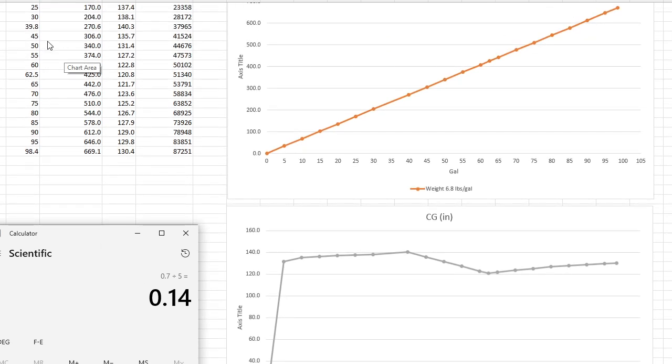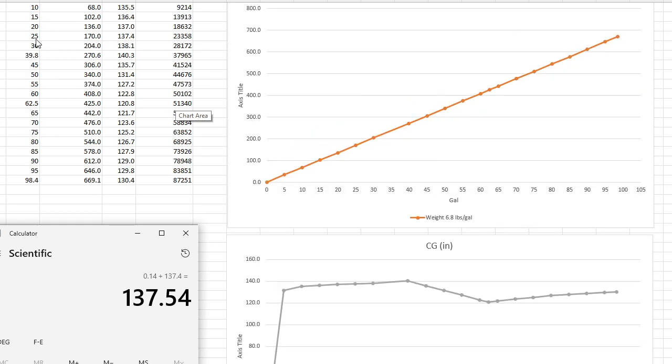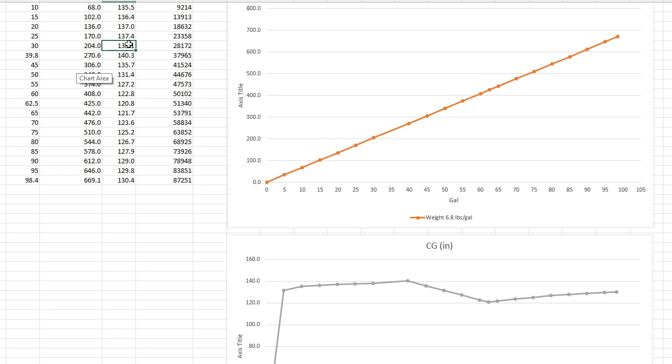So if we want to work out for 26 gallons, we just plus 0.14 to 137.4. And we get 137.54. And we can do 5 gallons. Not that we need it because we have the value 430 anyway, but we can just use it to check our answers. So it would be 5 gallons times 0.14, which is 0.7, and then we would add that to 137.4, gives us 138.1, which is correct.